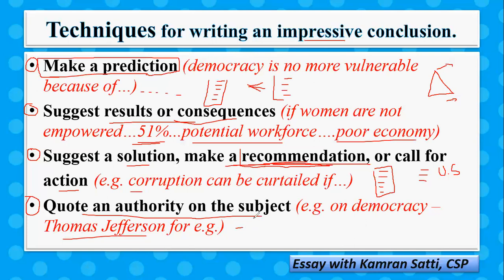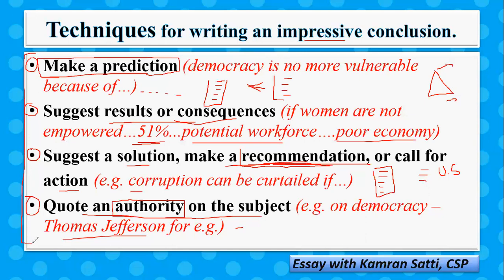So you can similarly quote other authorities on a particular subject. When it comes to education, you can quote Nelson Mandela, because one of his main emphases was on educating the Negroes. So you should be quoting an authority who is considered an expert on that particular area. These are the four main techniques you can use to write a concluding paragraph. You can make a prediction, you can suggest consequences, you can recommend a solution or call for action, and you can quote an authority.